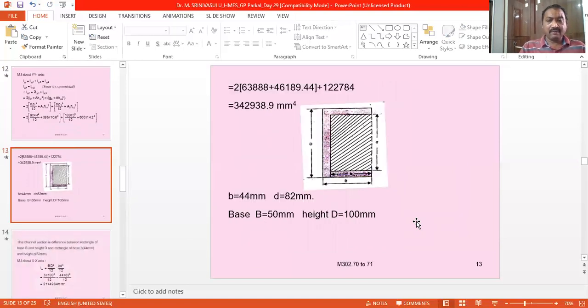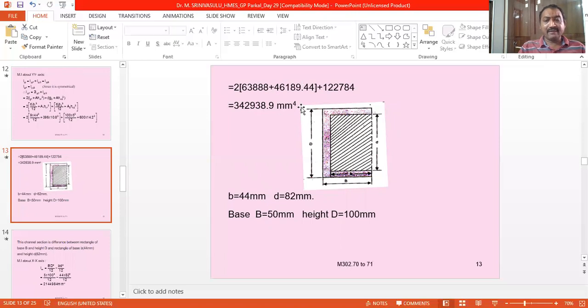So like that we have to find the values of hx1 and hx2 and substitute them. Now by this you will get the value, and ultimately Iyy is equal to 342938.9 mm4.